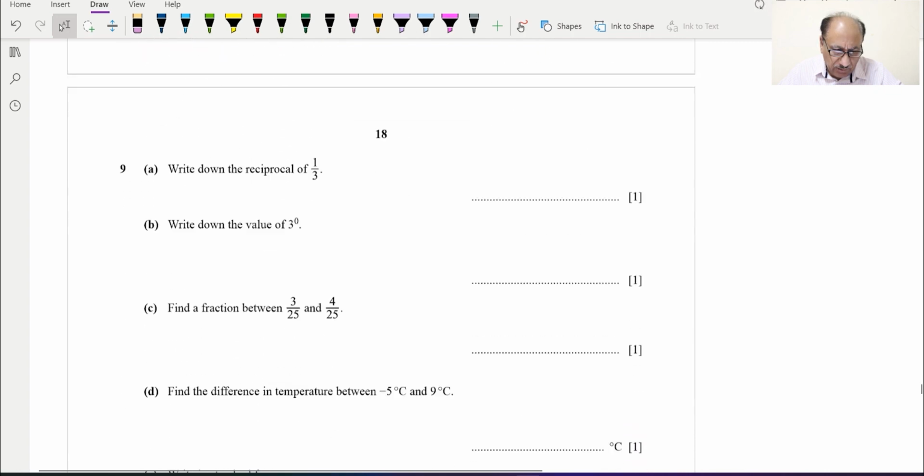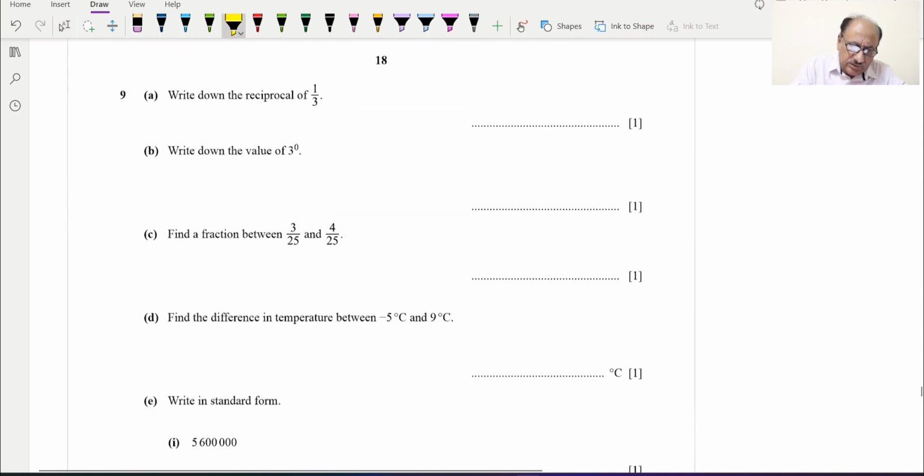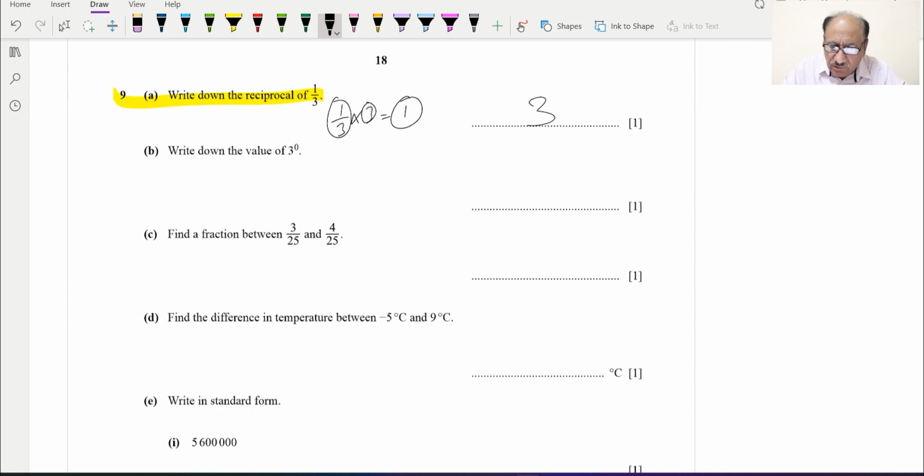Now question number 9. The question says write down the reciprocal of 1 by 3. Reciprocal of 1 by 3 means what? We have to multiply by 3 and get the answer 1. So 3 and 1 by 3 are reciprocals of each other, so our answer will be 3. And write down the value of 3 raised to power 0. Anything raised to power 0 is always 1. This is the rule you need to keep in mind.